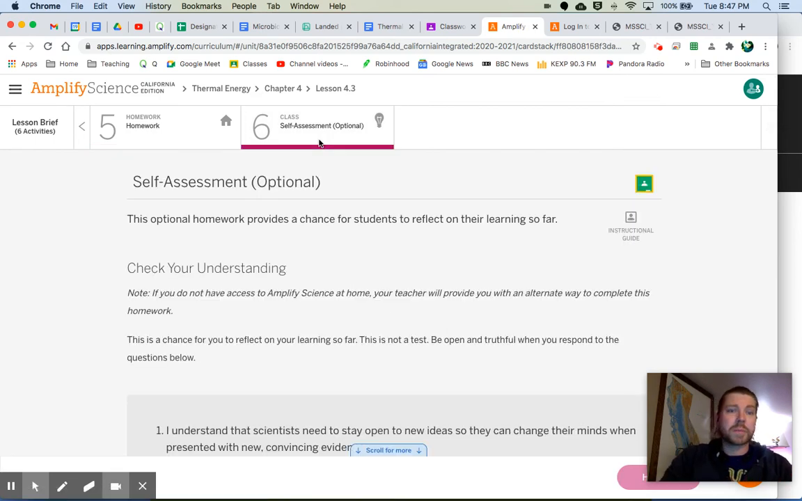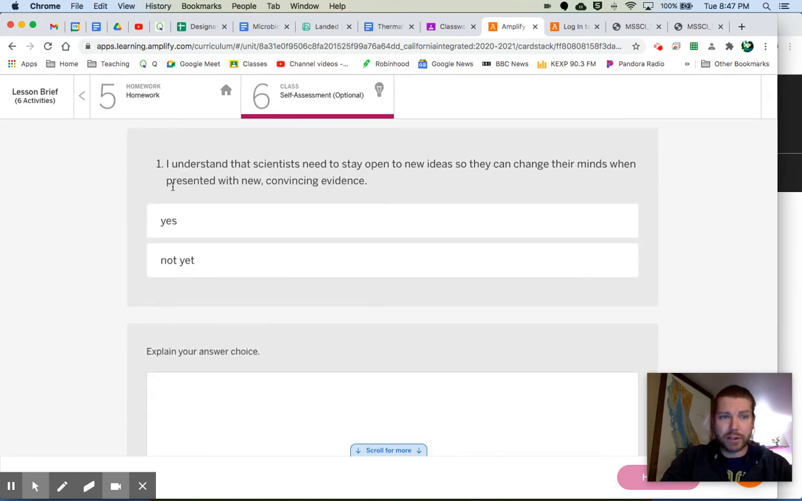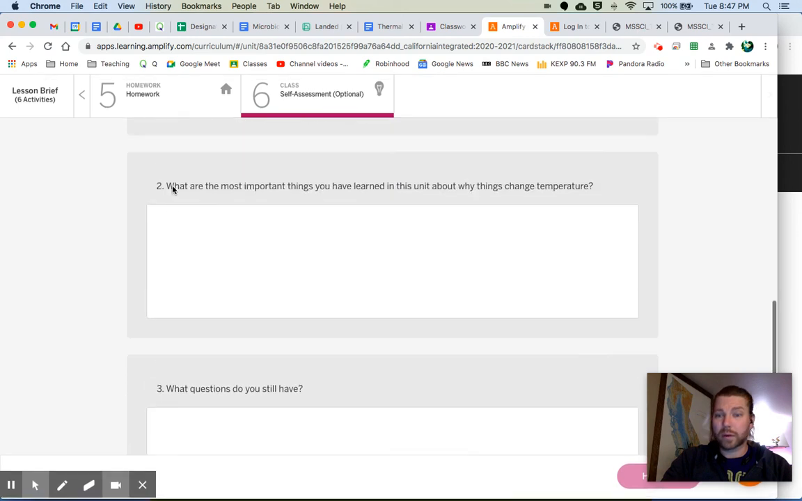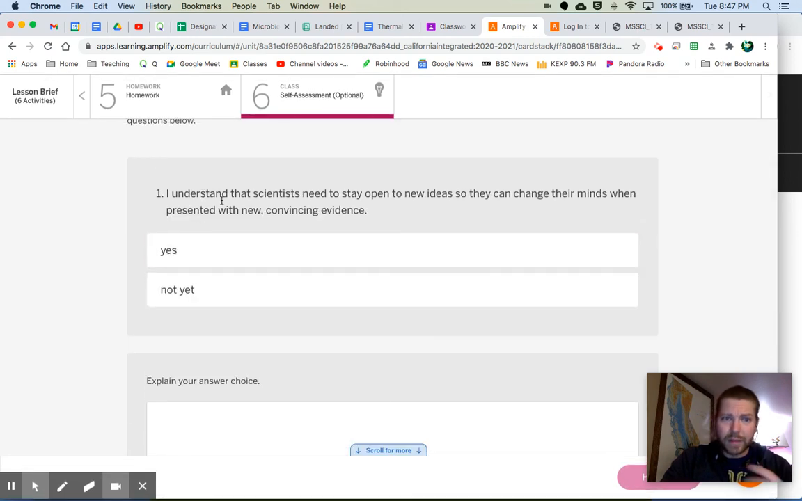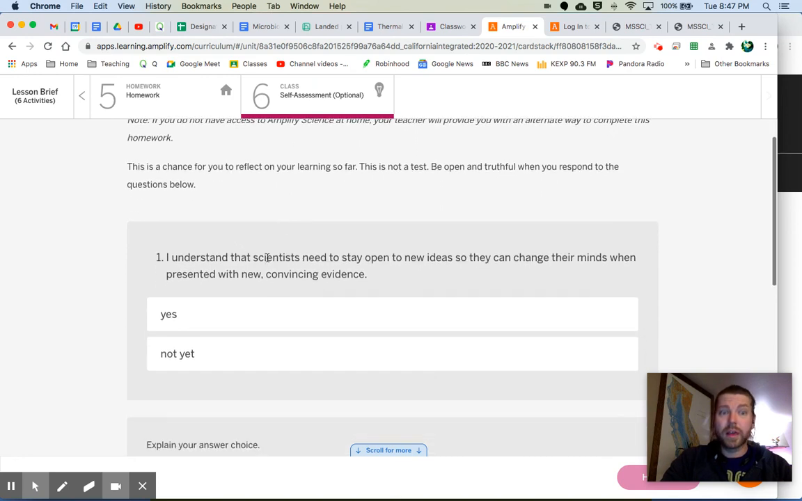Yes, please do this. We have all of these questions here that we have seen before, right? So this one, I understand, that scientists need to stay open to new ideas so they can change their minds when presented with new convincing evidence. Do scientists need to stay open to new ideas so they can change their minds when presented with new convincing evidence? Hey, I'm just going to say, that's what science is all about, right? But I want to hear your thoughts on that. I do. Maybe give me an example.